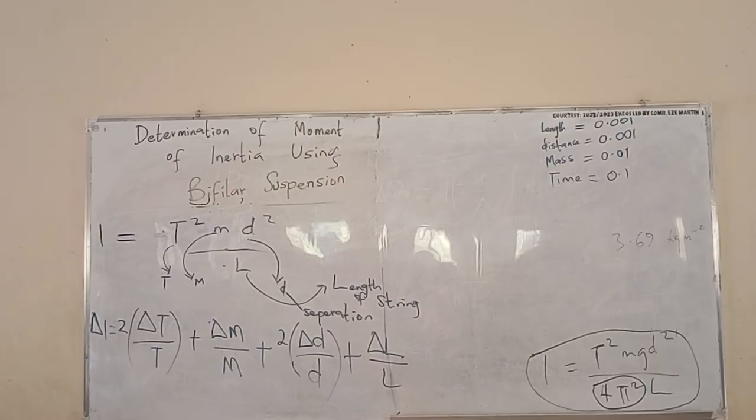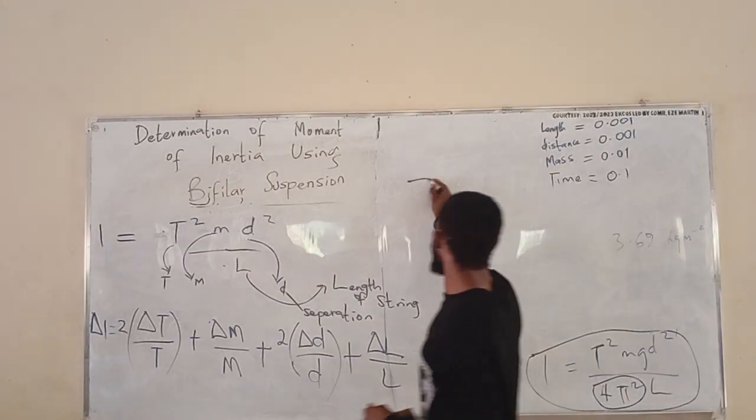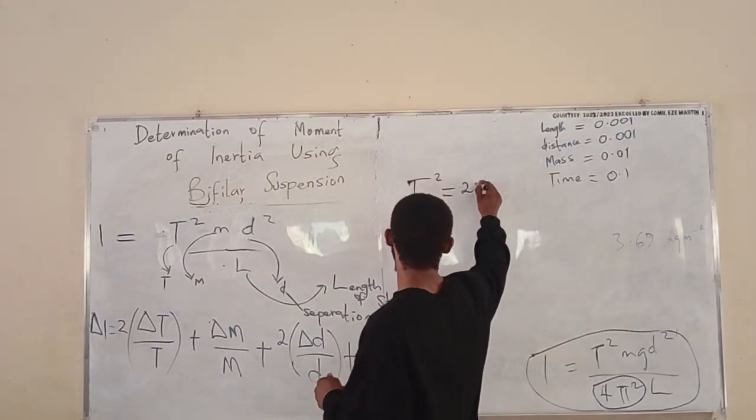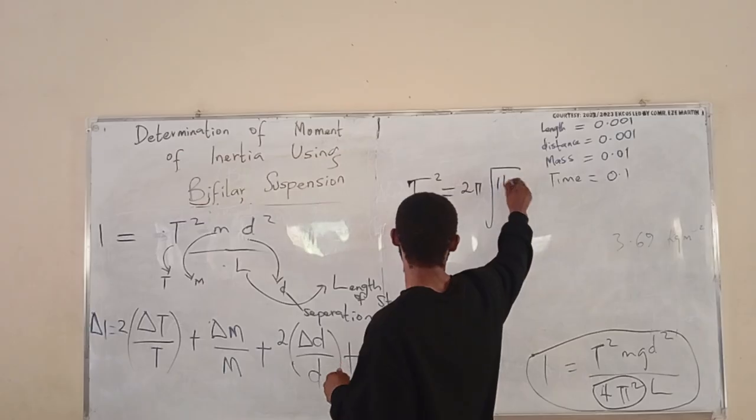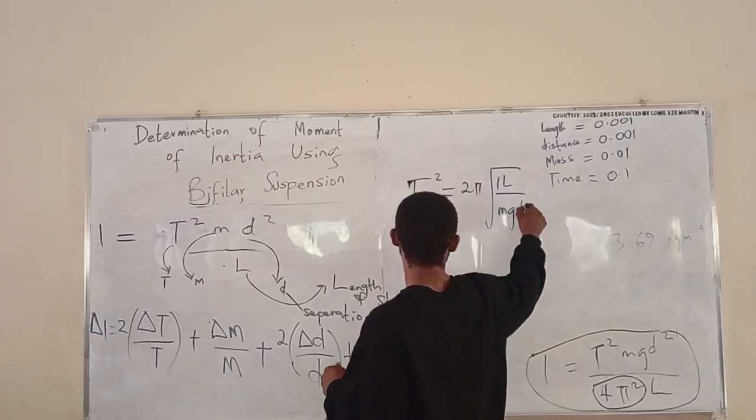Everybody sum up. Let's see what you have for the whole period here. Is it 6? Yeah. You got the period to be 6? Well, let's check something. Let's see if it corresponds, if it's close. I come to that formula for period: T squared equals 2π root of I L over M g d squared.